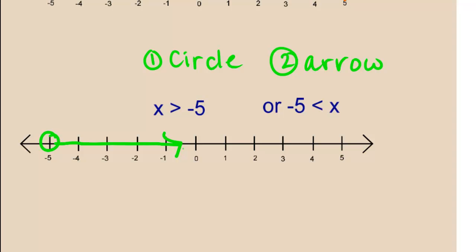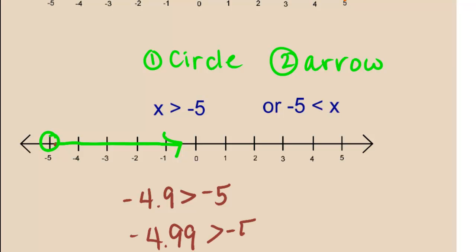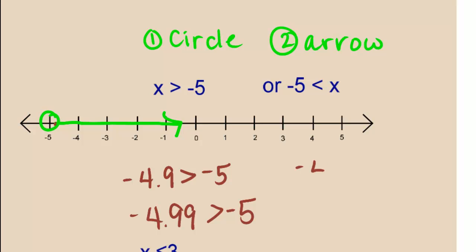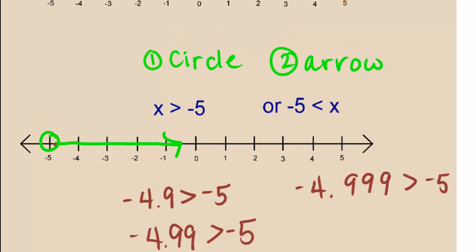Now let me explain in a little bit more detail why it is that we use an open circle. Keep in mind that we have an infinite number of numbers that will make this a true statement, right? So I could say negative 4.9 is greater than negative 5, and that's a true statement. So I have a solution right in here. Or I could say negative 4.99 is greater than negative 5. Or negative 4.999, you get the idea, is greater than negative 5. So I have an infinite number of numbers that will make this a true statement.